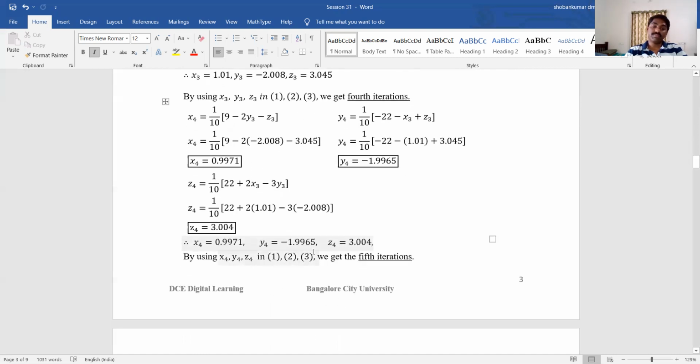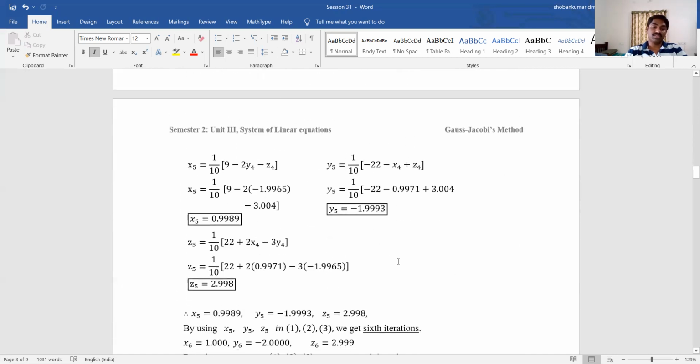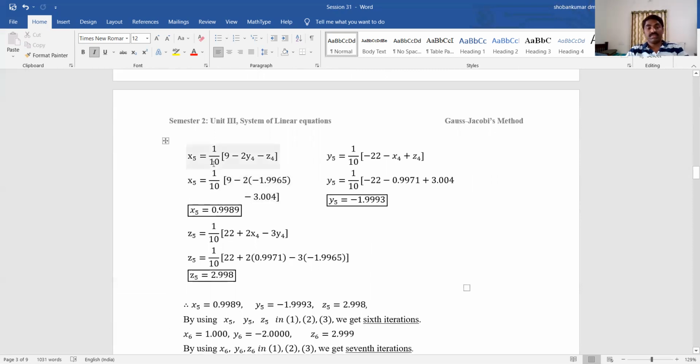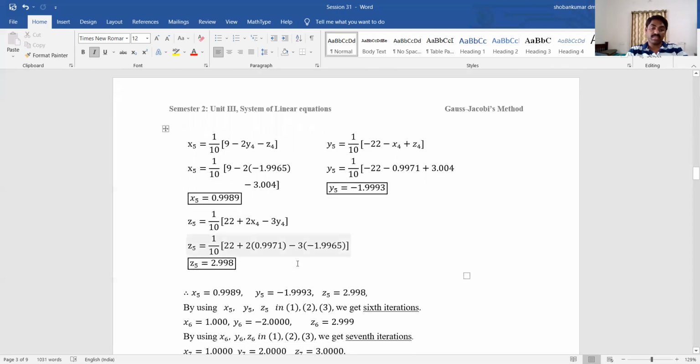And by using x4, y4, z4, we get the fifth iteration. Here, in the fifth iteration, x5 = 1/10 (9 - 2y4 - z4), y5 = 1/10 (-22 - x4 + z4), z5 = 1/10 (22 + 2x4 - 3y4). Substitute the values of x4, y4, z4 here and simplify, we get x5 = 0.9989, y5 = -1.9993, z5 = 2.998.